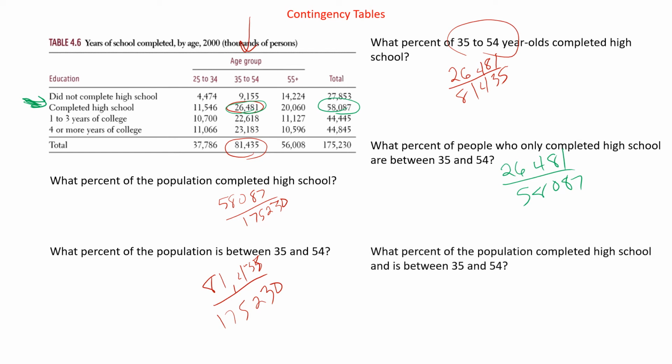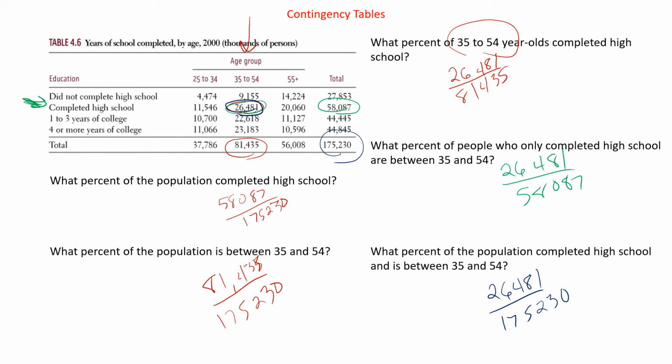The other piece we could do is what percent of the population completed high school and is between 35 and 54. In this case, we're looking for the cell percentage. That would be that divided by the total, 26481 over 175230. And sometimes it's asking for just one. Sometimes you actually make the table. Like you'll have this table and then you'll make another one, or extend the boxes a little bit so it's in the same spot.